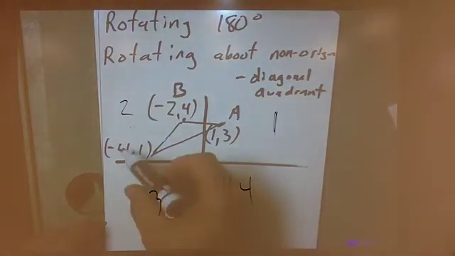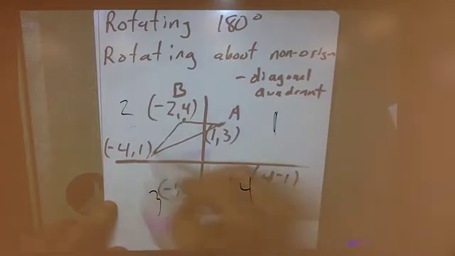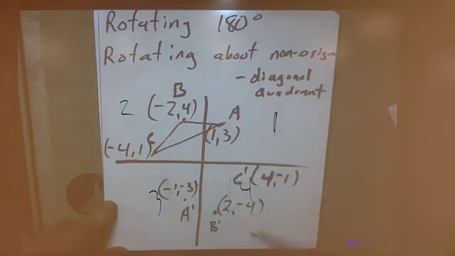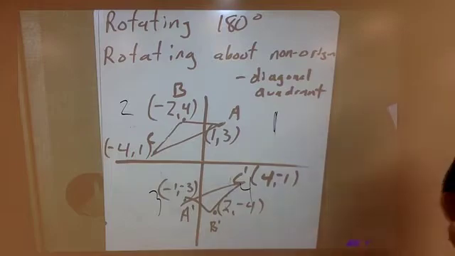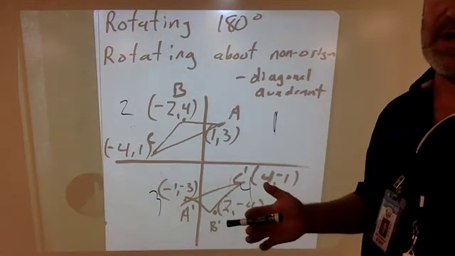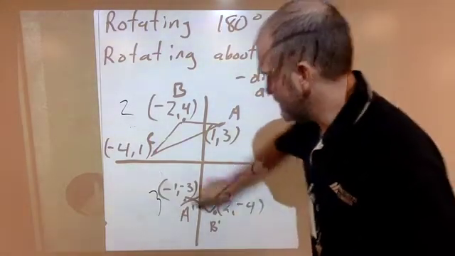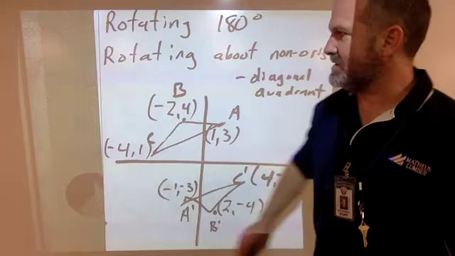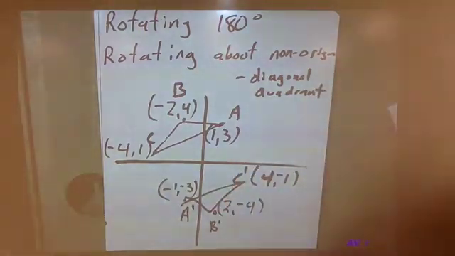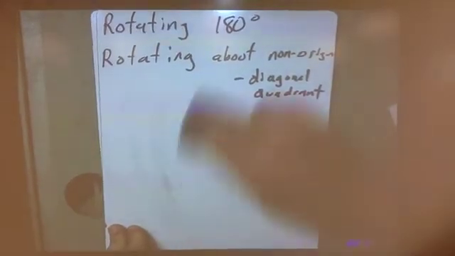So what's the opposite of -4? +4. What's the opposite of +1? -1. So C prime would end up over here, and your triangle would look something like that. So that's rotating 180 degrees. You just keep the same numbers, change the signs, bada boom, you're done. Yay, easy. Now, to go from super easy to super hard, this next one is not easy, sorry.